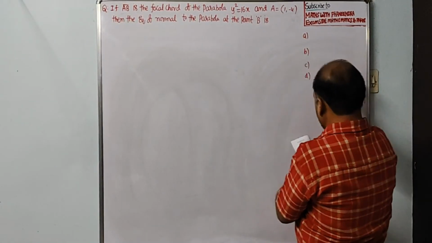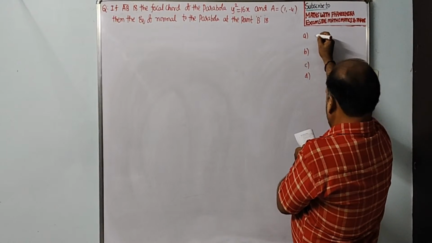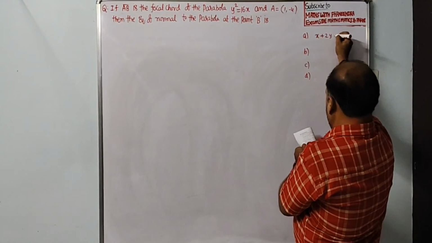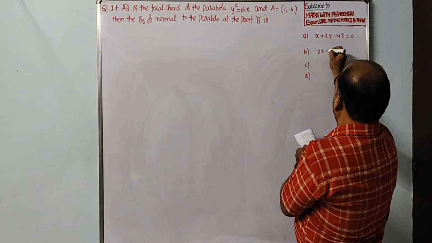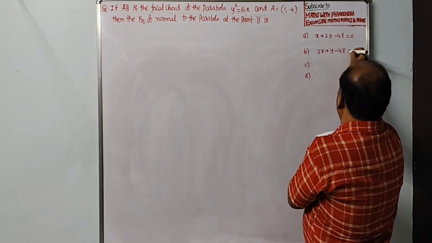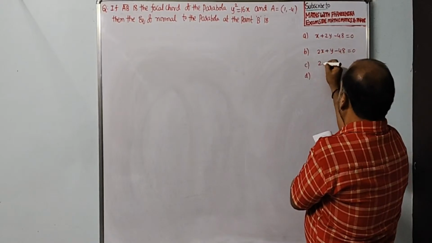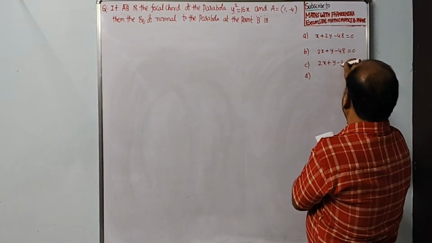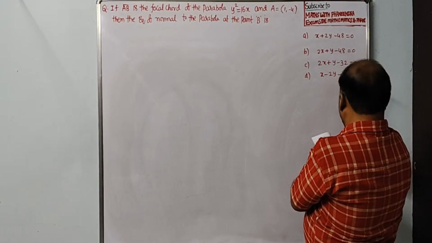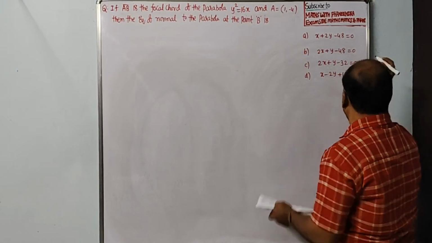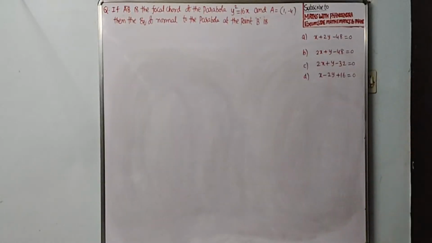This is a good question. Options: x plus 2y minus 48 equal to 0; 2x plus y minus 48 equal to 0; 2x plus y minus 32 equal to 0; x minus 2y plus 16 equal to 0. Okay?